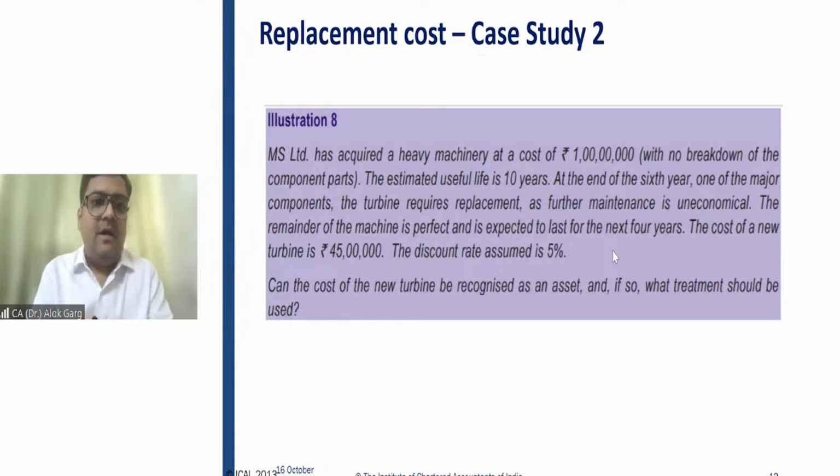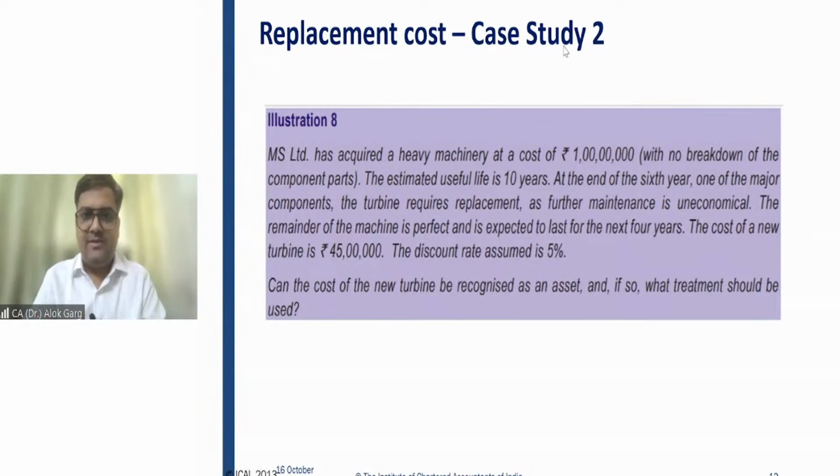Let's cover illustration number 8. MS Limited has acquired a heavy machinery at a cost of rupees 1 crore with no breakdown of the component parts. The estimated useful life is 10 years. So the total cost is given, which is 1 crore, and the estimated useful life is 10 years.